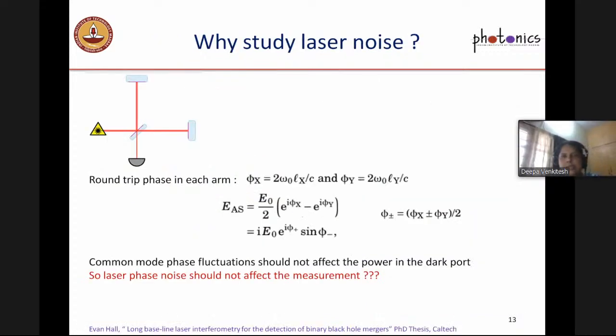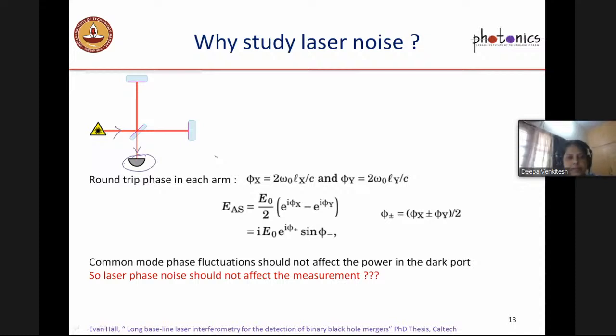Next question: why study laser phase noise? This is a laser, and we know that the laser gives you nice coherent light. Why bother studying the noise? Especially because, this is a picture I have taken from Ivan Hall's LIGO thesis from Caltech. It is a simplistic picture of the interferometer. The light comes here, reflects back, and you make your observations in the detector, which is the antisymmetric port of your interferometer.